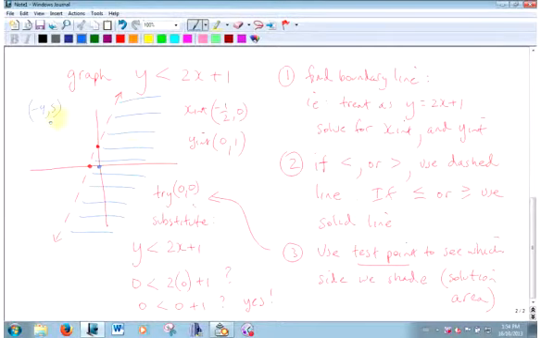Let's see what happens. Y is 5. Is that less than 2 times -4 plus 1? Is 5 less than -8 plus 1? Is 5 less than -7? Definitely not. So that's not part of the solution area. I would shade the other side of the line. Like I said, it doesn't matter what test point you use, but this is the nicest one. If the line looks like it goes right over top of the origin, then you probably can't use that point. You have to use a different one.